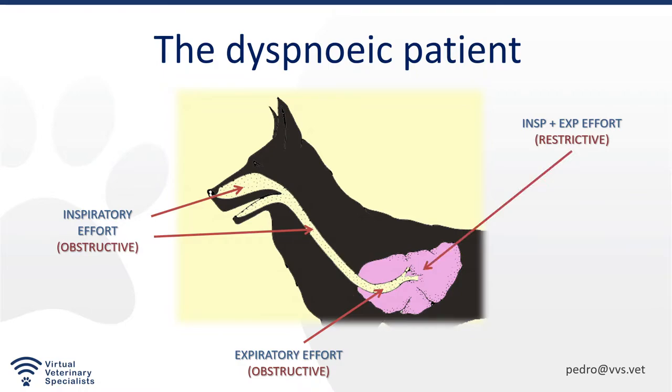We can also have lung parenchyma problems or mediastinal issues, for example accumulation of pleural effusion, that causes a restriction to the movements of the lung, and this will cause an increase in inspiratory and expiratory efforts. And finally, we can have lower airway constriction or reduction in lumen size, for example, asthma, that will cause an expiratory effort. Now we have trouble getting air out of the lungs. And because this can cause a pattern that may be confused with this one, it's also often described as a restrictive pattern when it's truly not a restrictive problem, it's an obstructive problem.